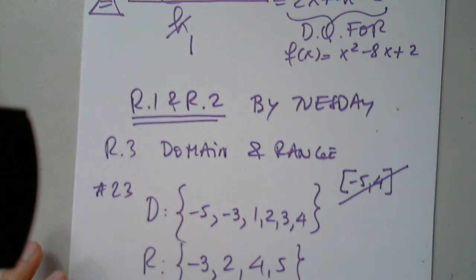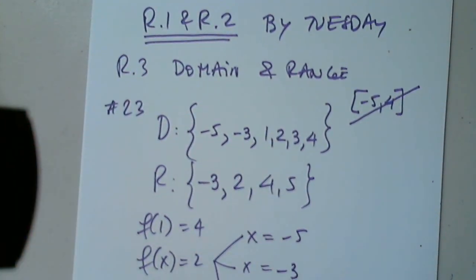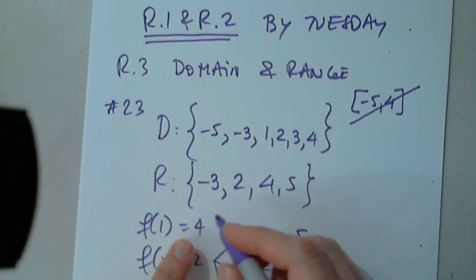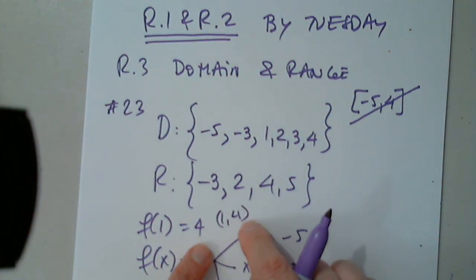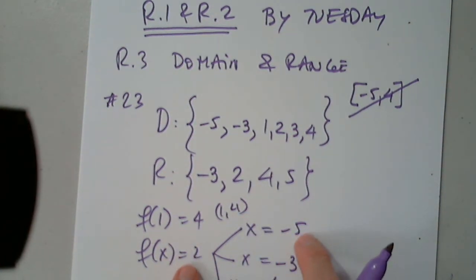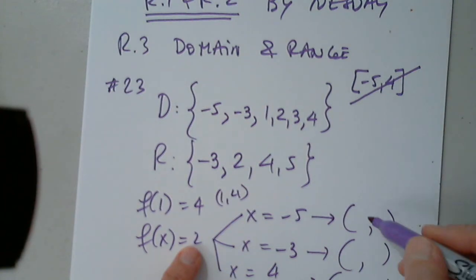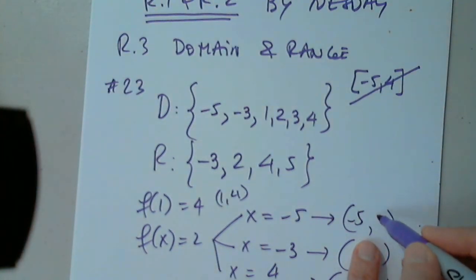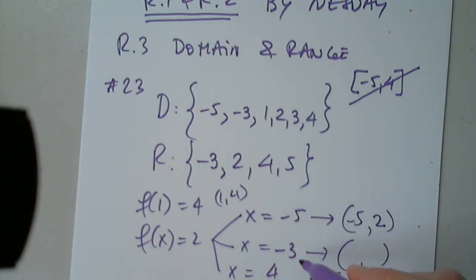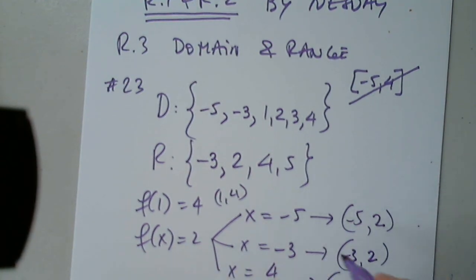Yes. Here's how we write that situation. So f of 1 is 4, but when f of x equals 2, we have x equals negative 5, x equals negative 3, x equals 4. You could write this as 1, comma, 4 as an ordered pair. What will be the points for the others? Negative 5, 2. Very good. These are the points we read from. Negative 3, 2, and 4, 2. Awesome.